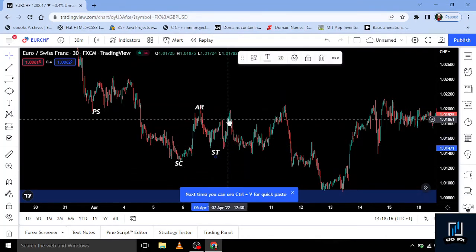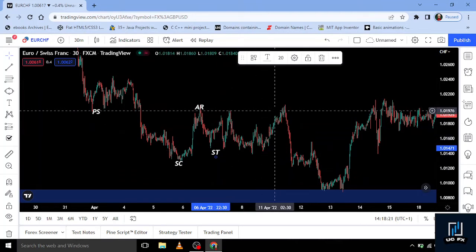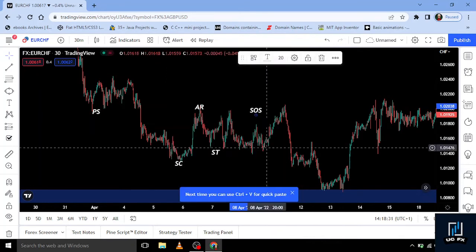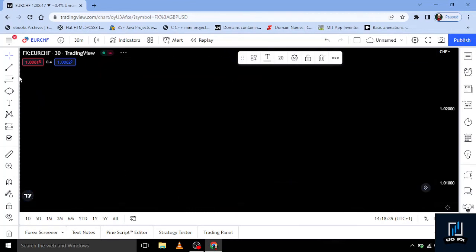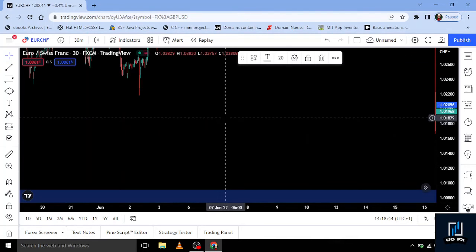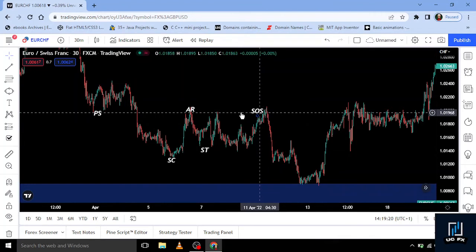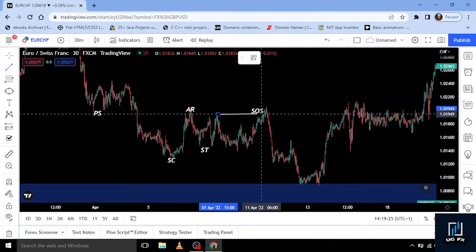After that, price went back up, came back again, broke this structure, signaling a sign of strength. That's as well a sign of strength. So we have our sign of strength here because price actually broke structure. So we had our SOS here, breaking structure, signaling sign of strength.